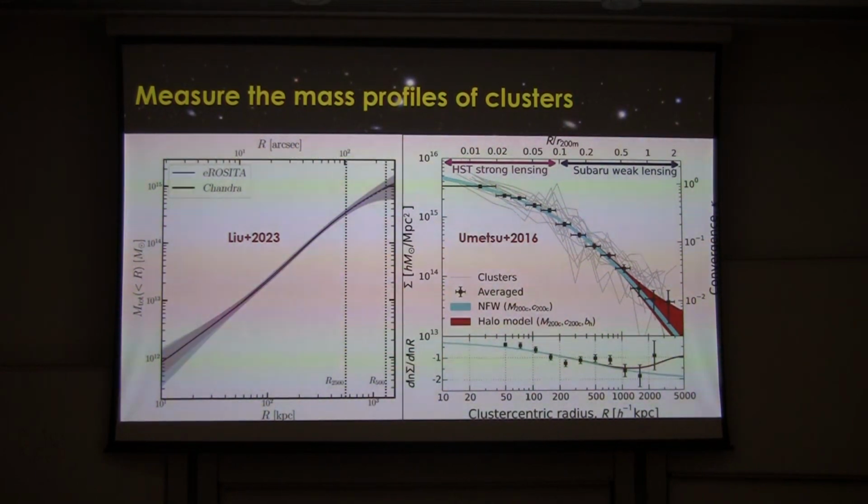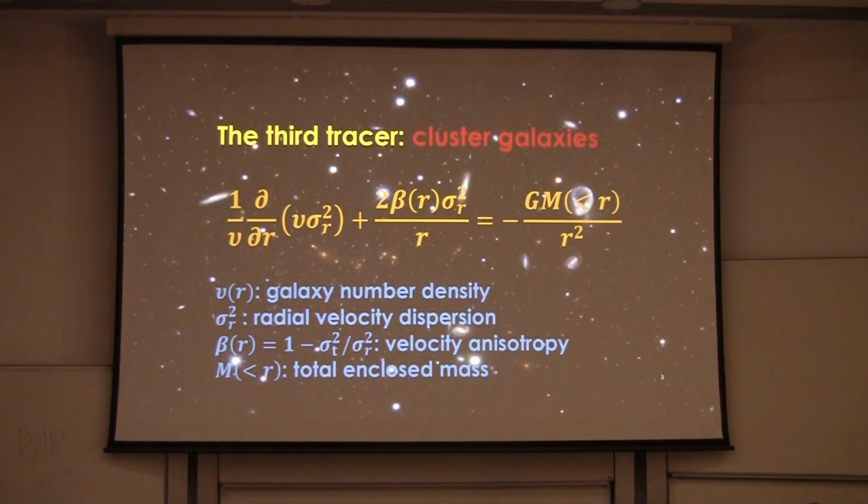Another way is using gravitational lensing. For strong lensing, we can trace to about 500 or 600 kpc, which is the central region. But if you want to go to larger radii, we can use weak lensing, which can trace quite impressively to 4 or 5 megaparsec, but the error bar also increases. We use a different approach here, using a third tracer, which is very rarely used in the literature, so there is not much work. Also, many papers have some systematics, so we want to improve that.